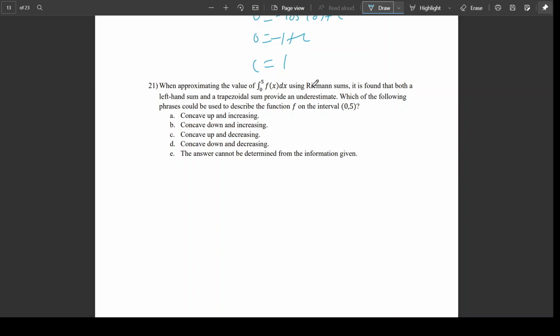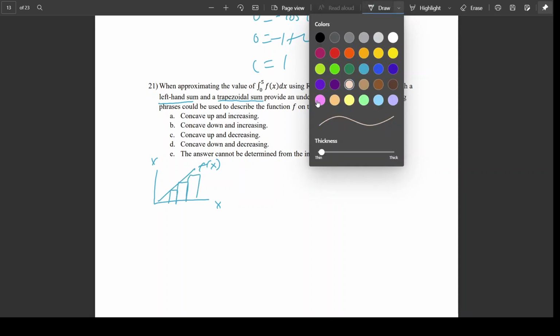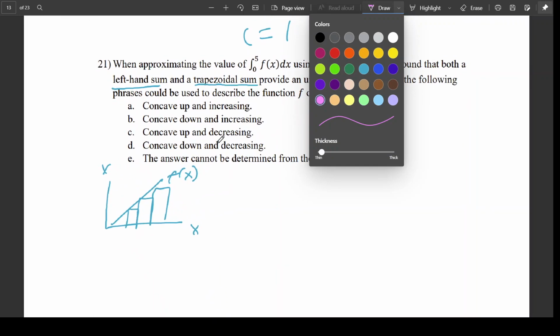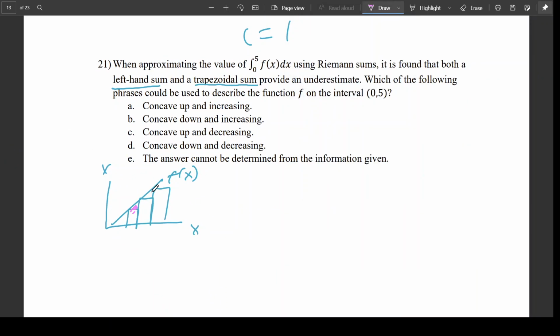Anyways, so we know that both a left-hand sum and a trapezoidal sum provide an underestimate. For a left-hand sum, you can easily visually see that when the left-hand sum provides an underestimate, your function is increasing, right? If this is your axis, and here's your function, this is an increasing function, and my left-hand sum is leaving out these little triangles here. So since this is an increasing function, the left-hand sum is an underestimate.